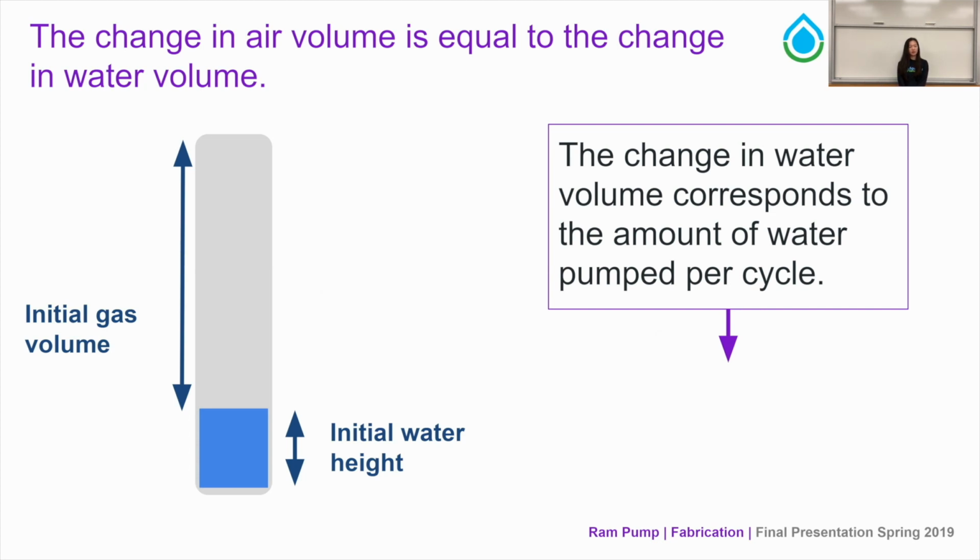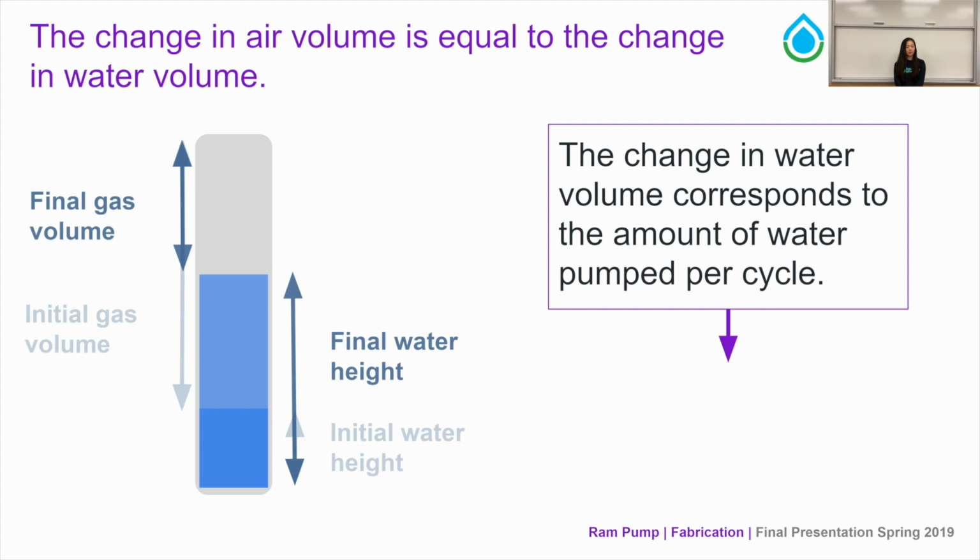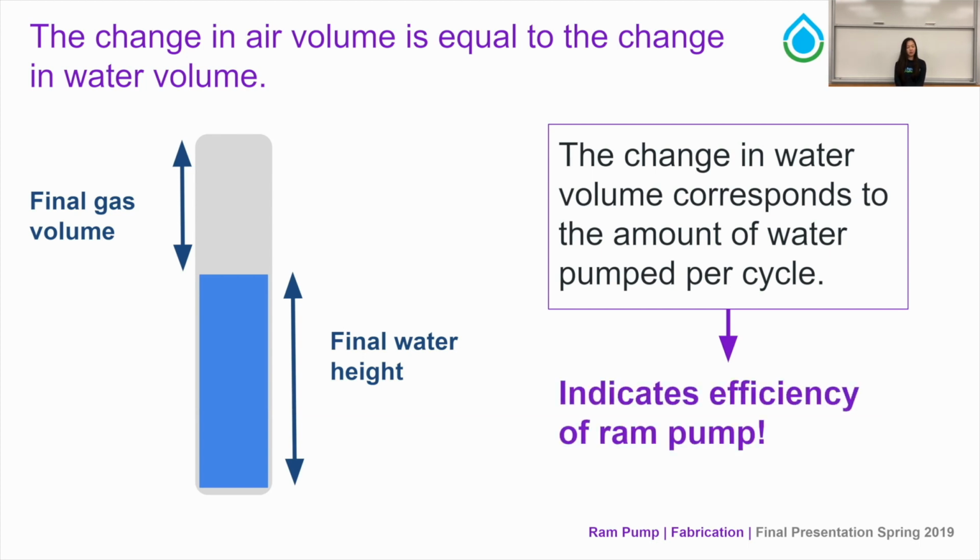So using the pressures that we obtained experimentally, we were able to calculate the change in air volume, which is equated to the change in water volume in the air chamber. As water is being pumped into the air chamber, the air is being compressed, so the volume is decreased, and the change in water volume corresponds with the amount of water that's being pumped per cycle. This is important because it indicates the efficiency of the ram pump, and we want to maximize the amount of water being pumped during each cycle.